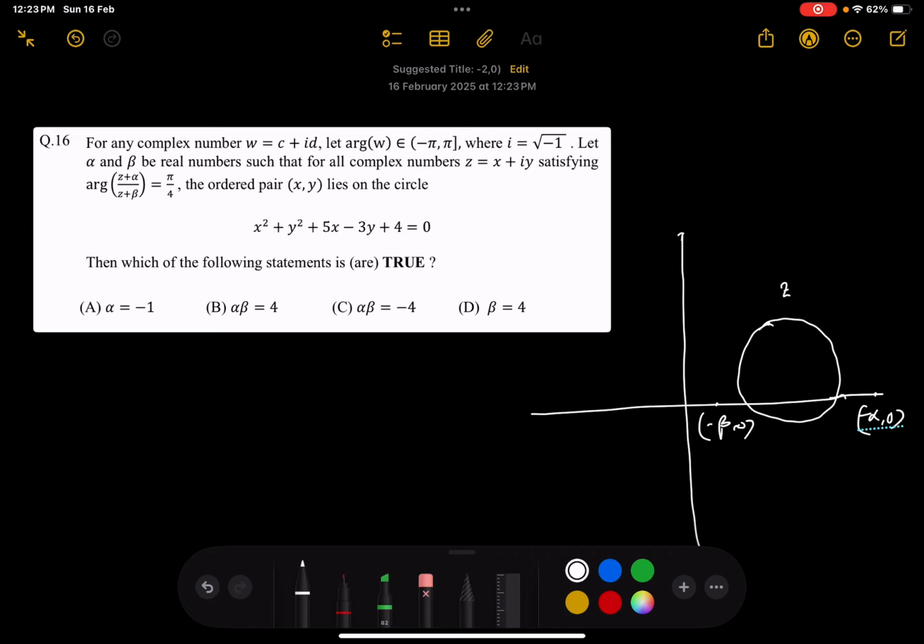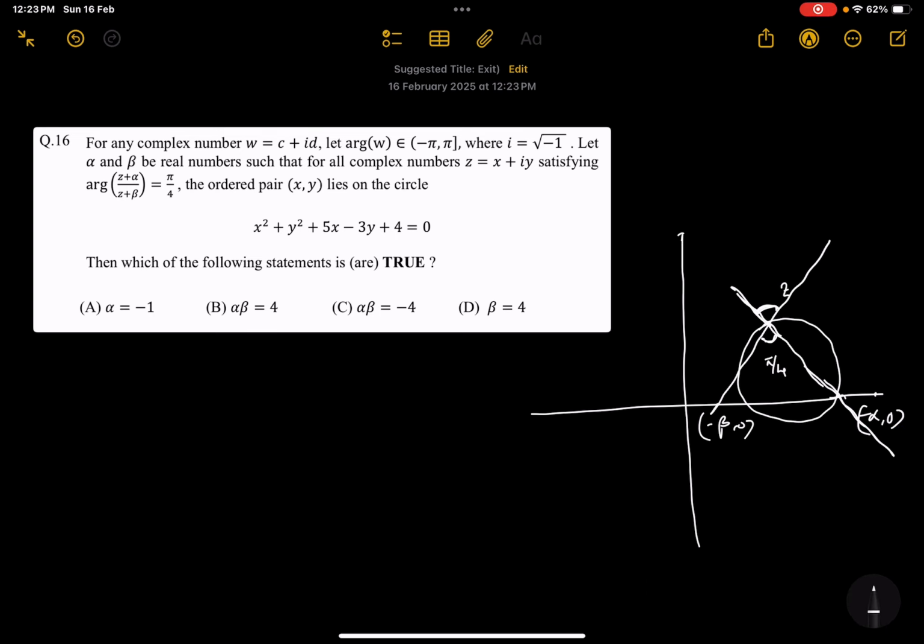So what we are given is the angle, so z plus alpha is this vector, this complex number, and z plus beta would be this complex number. So argument of z plus alpha upon z plus beta would be this angle. We are given that this angle is pi by 4. And for any point on the circle, this angle would remain pi by 4.